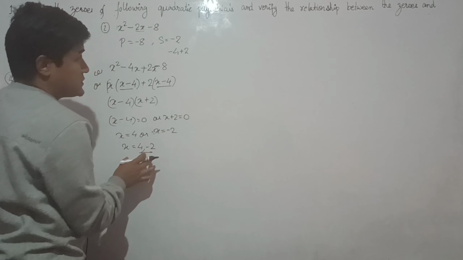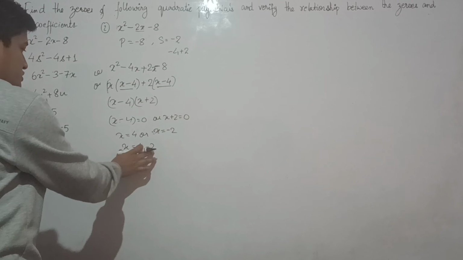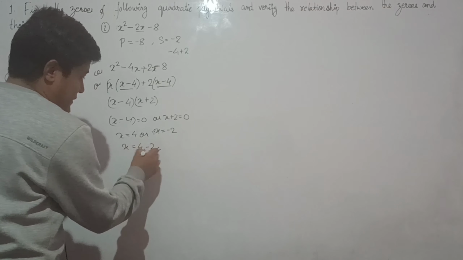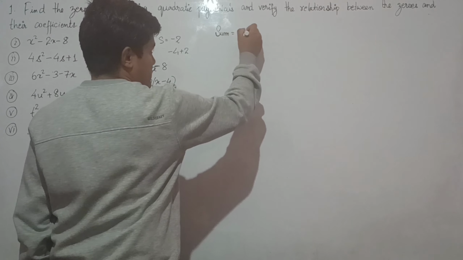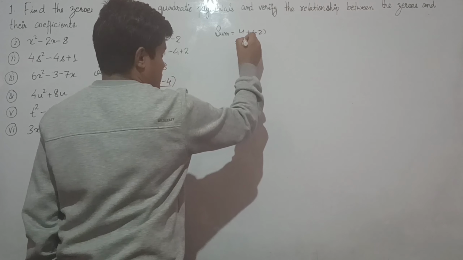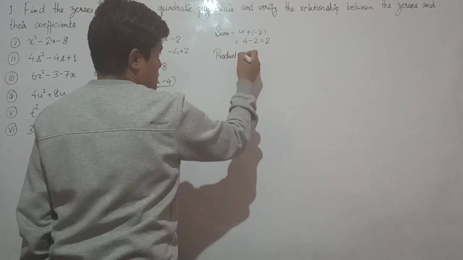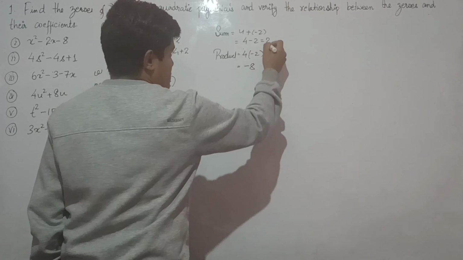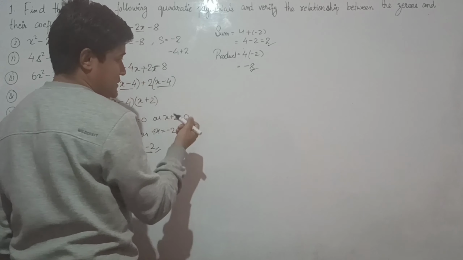So verify the relation between the zeros and their coefficients. We check this. So your values are zeros. So these are two values of zeros. So sum of zeros, you should add and verify this. So 4 plus minus 2, it will be 4 minus 2. Sum comes 2 and product, 4 into minus 2, 4 times 2 is minus 8. So sum of zeros is 2, product is minus 8.